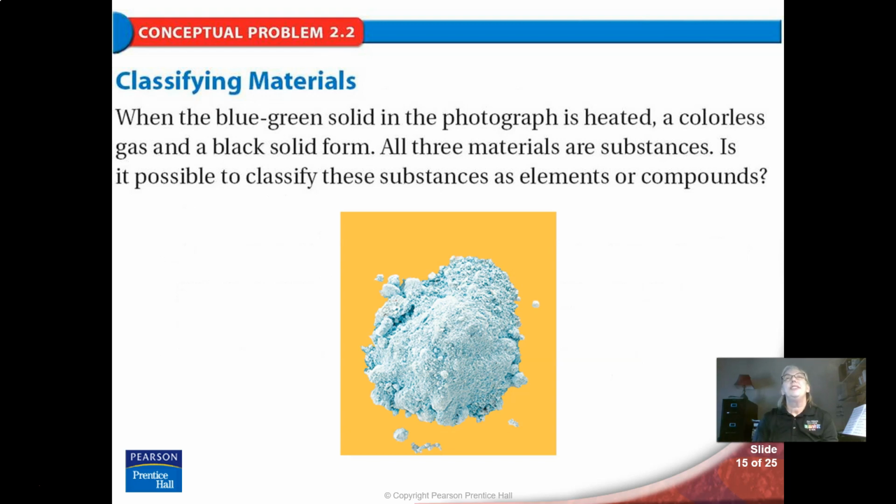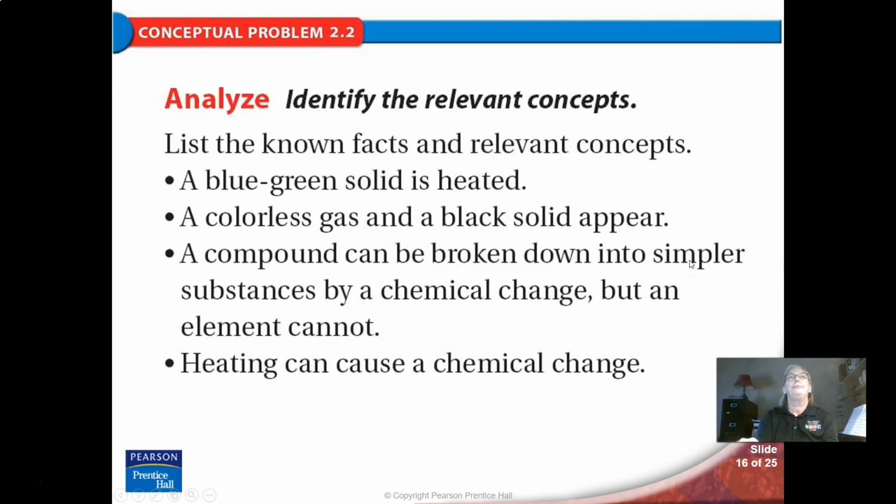I think you get the idea, but let's try this one. This one is the solid right here. We want to know what's going on. If we heat it, we can get a gas come off of it, and we can get a black solid. All three things that we're talking about, this stuff right here, and the colorless gas and the black solid, are substances. But we want to know if they're elements or compounds. So we know that we can heat the solid, and it makes this colorless gas and a black solid. We know a compound can be broken down into simpler substances by chemical change, but an element cannot. And heating can cause a chemical change.